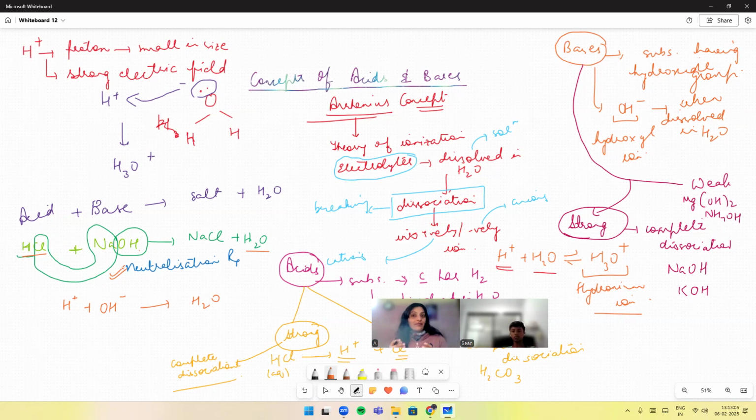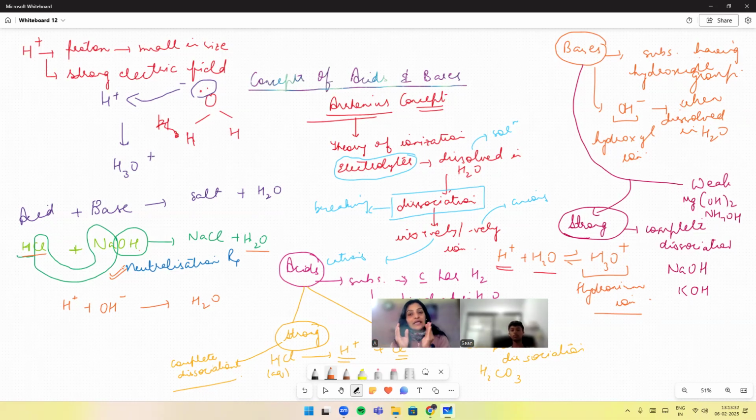Number two, he told us about the strength of acids and bases. He gave us the classification of strong acids, weak acids, strong base, weak base. Got it? Earlier, we didn't have any idea about this. We were just like, any acid is sour in taste, any base is bitter in taste. That's it. We were not aware of how strong the acid or the base is.